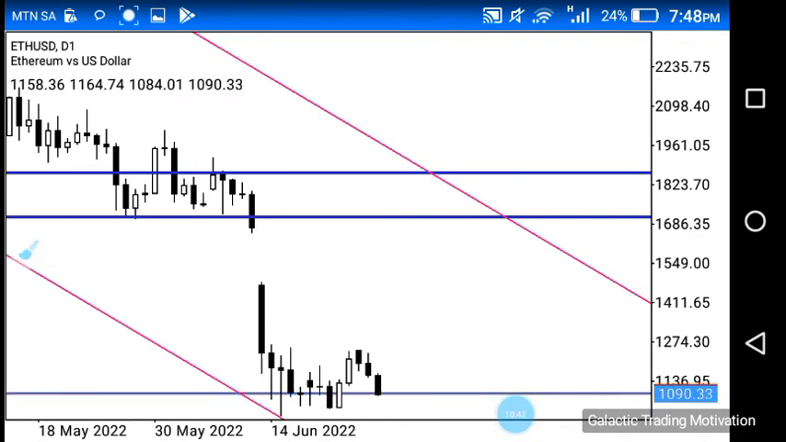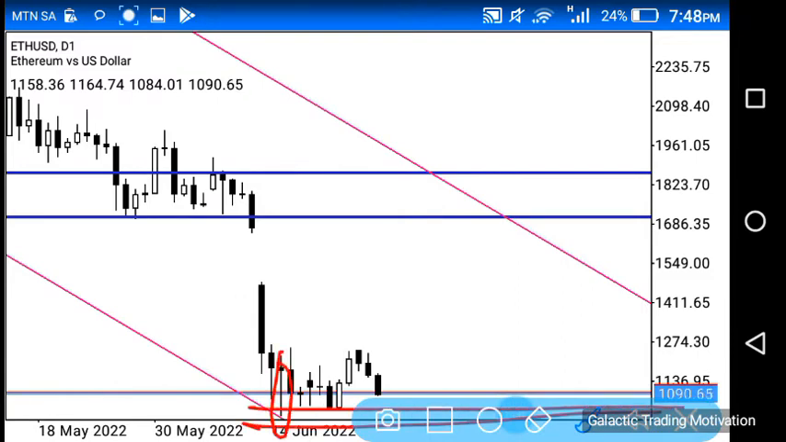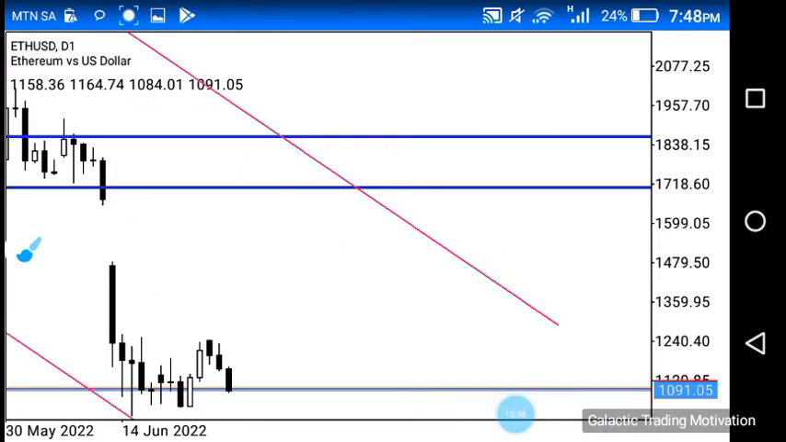Another thing that is very important is the fact that we have this candlestick over here. It is also a liquidity candlestick, and it tells us that price still needs to go down to grab that liquidity. So there we go.